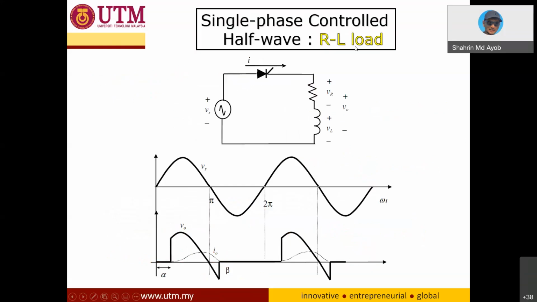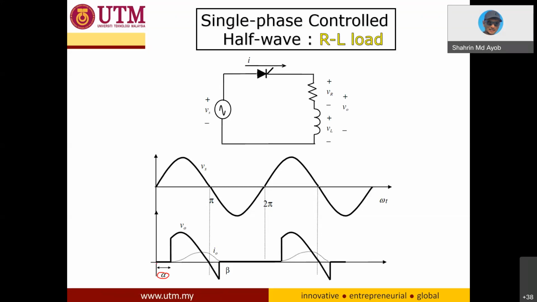Okay, so this one is the RL load. When the load is an inductive load, definitely the current and the voltage relationship will be no longer linear. This is the input waveform here, a cyclic waveform, and this one is the output. The concept is actually the same, but since we are using SCR instead of diode, we have what we call the delay angle here, alpha. It depends on the location of the alpha.